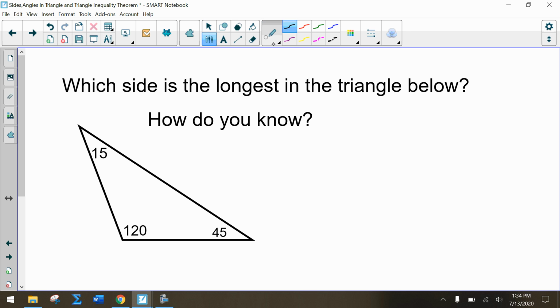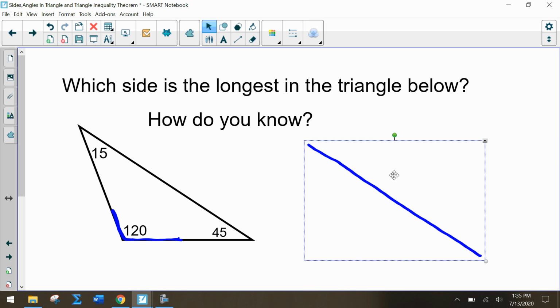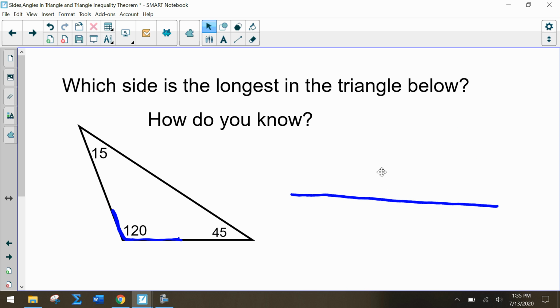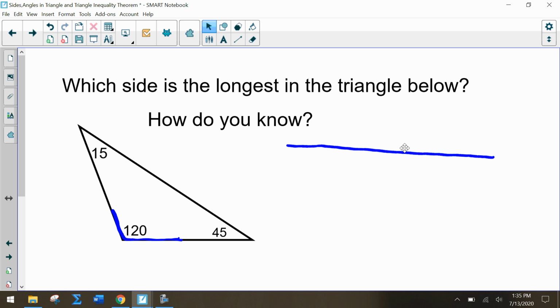We have a triangle with a 120-degree angle, a 45-degree angle, and a 15-degree angle. Okay, so which side would be the longest? I know we've been saying you can't trust your eyes, but if we're looking at this, we have this obtuse angle right here, and then we have this very long piece there, okay? So if I pull that to the side, that is the side opposite the 120-degree angle. Now this diagram is not drawn to scale, obviously, but this side is the longest side.